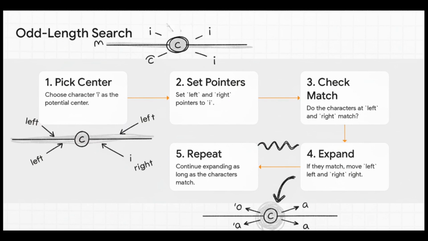Let's call them left and right, and we stick them both right on that center character. Now for the fun part, we expand. We nudge the left pointer 1 step to the left and the right pointer 1 step to the right. Then we ask, do the characters they're pointing at match? If they do, boom, we found a palindrome. So we do it again and again. Just keep expanding as long as those characters match and we haven't run off the ends of the string.